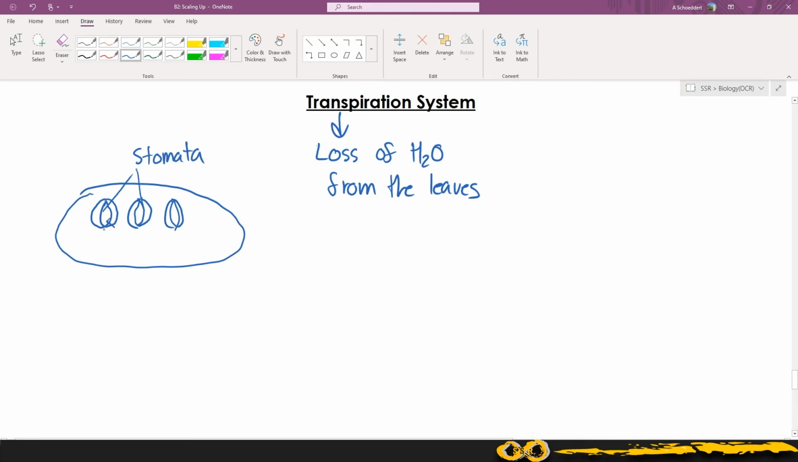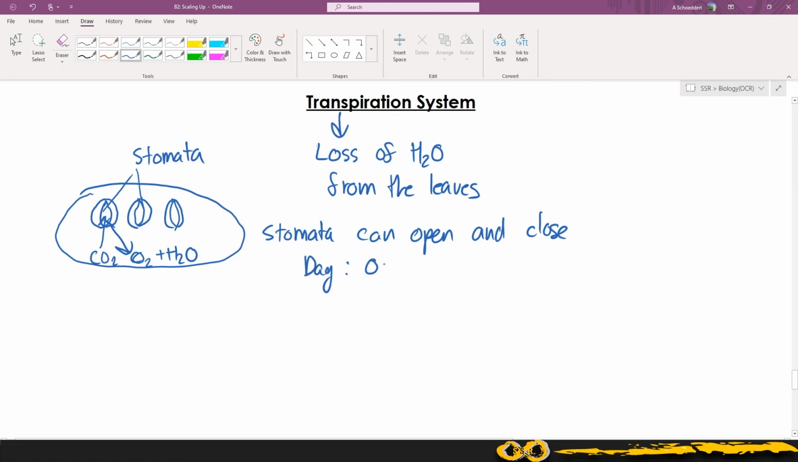They're going to allow carbon dioxide to diffuse in and oxygen and water to diffuse out. That will be the gas exchange that the plants are going to do. The stomata are able to open and close depending on conditions. During the day, when conditions for photosynthesis are good, they are going to open, and at night when conditions are bad, they're going to close, and that's going to help control the movement of water.